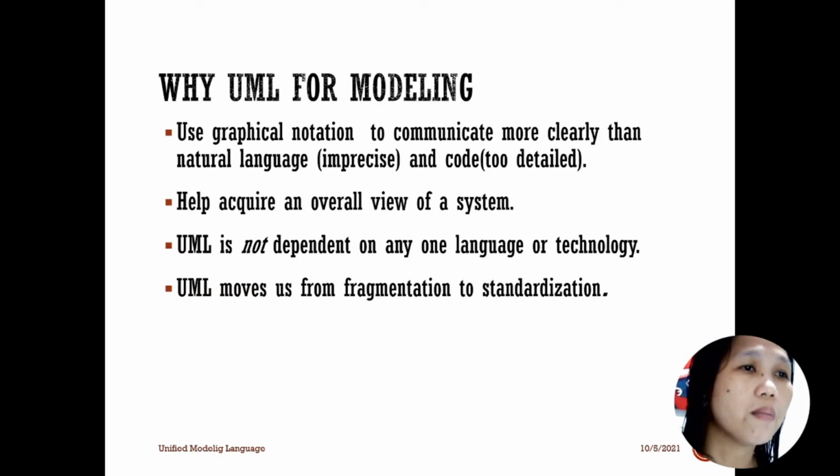Why do we need UML for modeling? As we said, it is a graphical notation to communicate more clearly, since code is too detailed, while natural language is imprecise. It also helps us to see the overview of the system. That is why, like in building a house, we already have a blueprint of how the house will be built. In animation, it's also a script: what will be the flow of the movie? So in system development, it will also help us to view what will be the flow of the program that we are designing.